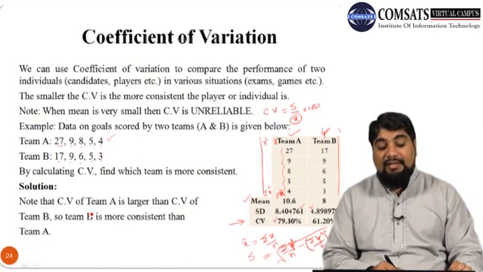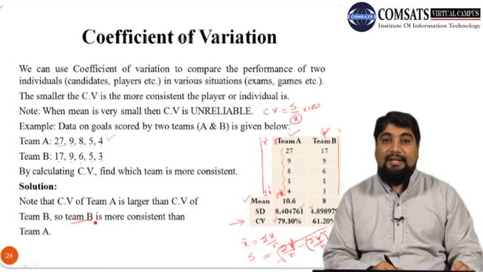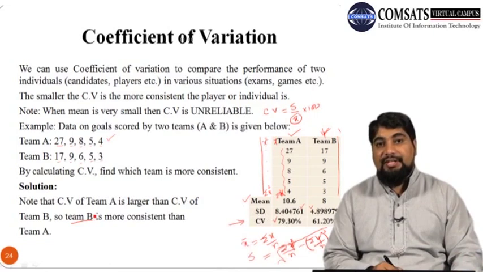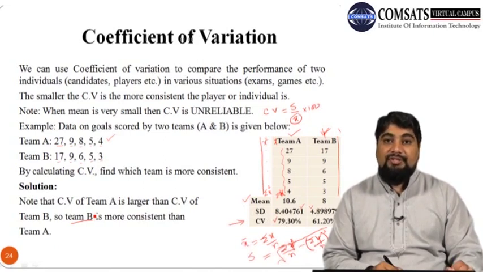So it means the team having less coefficient of variation is more consistent. Hence we can say that team B is more consistent than team A. So this is how we can use coefficient of variation to compare two data sets. We can use the same coefficient of variation to compare more than two data sets. So it means we can compare the variability of two or more data sets by using coefficient of variation.